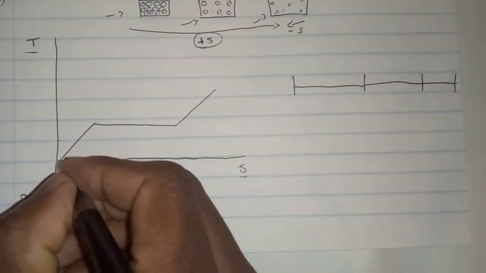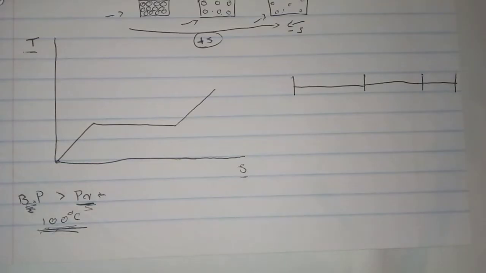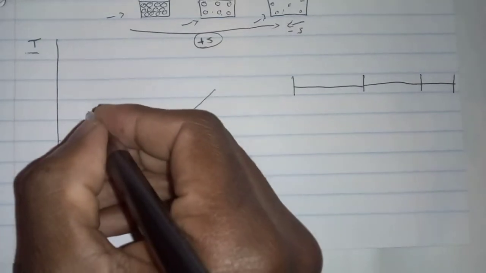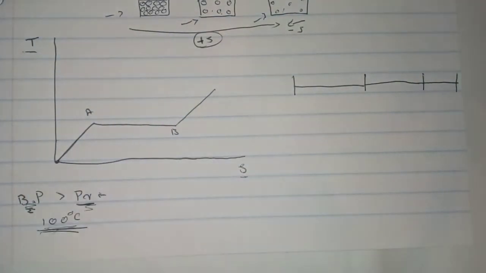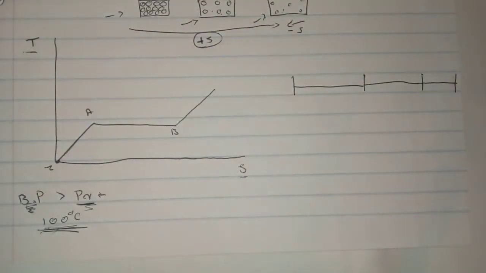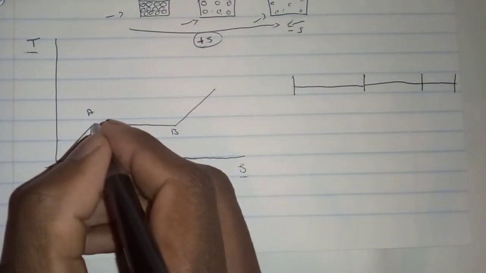From here, we are having water. What happens when we add heat energy to water? Obviously, the temperature will increase. That is represented by the line from here. Let's name it Z. That is represented by the line from Z to A. So from Z to A, we are increasing the heat energy, and as a result, the temperature of the water is increasing from Z up until it gets to point A.